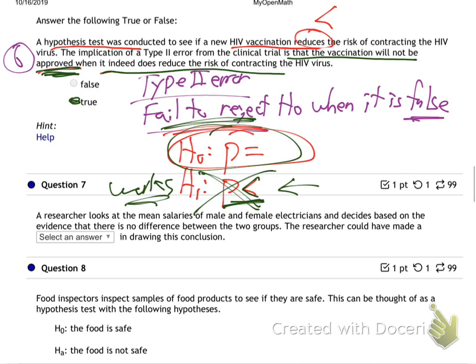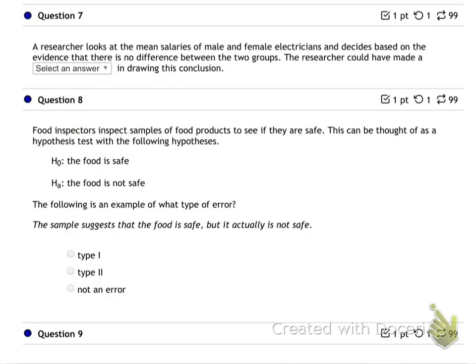All right, are we okay here? Sort of? All right. Question 7. A researcher looks at the mean salaries of male and female electricians and decides based on the evidence that there is no difference between the two groups. The researcher could have made a blank in drawing that conclusion. I don't even know what the options are there. Type 1 and type 2. Oh, is it type 1, type 2? Yeah. Okay, yeah. So how are we going to know whether it's type 1 or type 2?